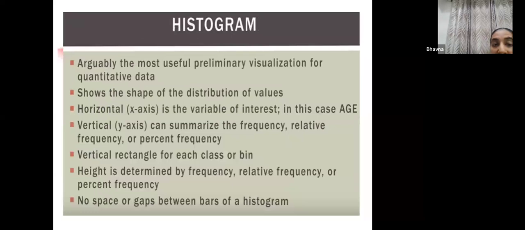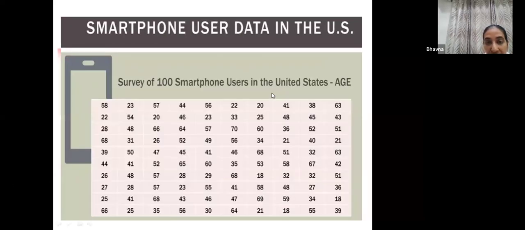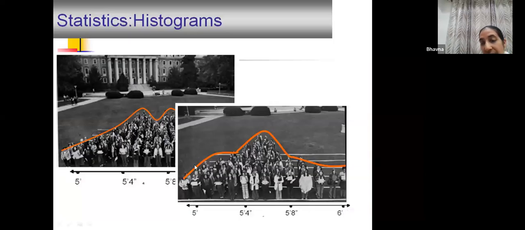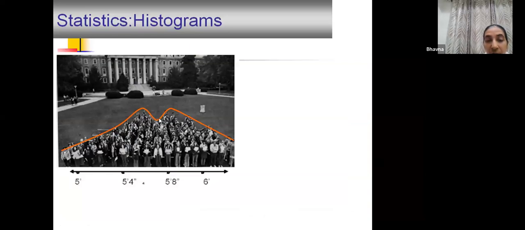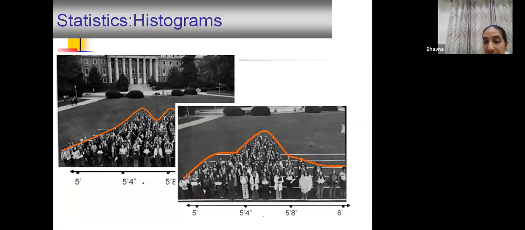Now, arguably, the most useful preliminary visualization for quantitative data is the histogram. It shows the shape of the distribution of values. I told you about shapes here. Look at the shape here. The shape is unimodal, and here it is bimodal. Look, this is bimodal. Modal means peak. So what are you essentially looking at here? You're looking at the shape of the histogram, okay? And this is unimodal, single peak.